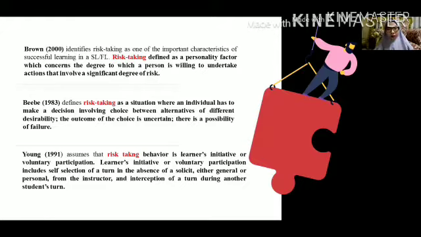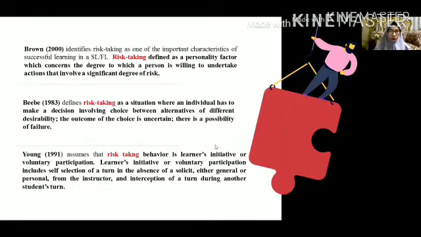And then not only that, there is PB 1983 who defines risk-taking as a situation where an individual has to make a decision involving choice between alternatives of different desirability. The outcome of the choice is uncertain, and there is also a possibility of failure.